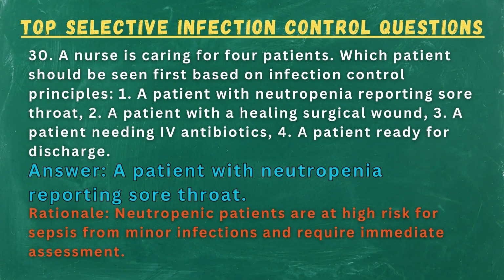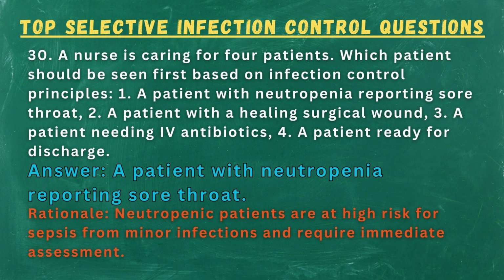30. A nurse is caring for 4 patients. Which patient should be seen first based on infection control principles? 1. A patient with neutropenia reporting sore throat. 2. A patient with a healing surgical wound. 3. A patient needing antibiotics. 4. A patient ready for discharge. Answer: a patient with neutropenia reporting sore throat. Rationale: neutropenic patients are at high risk for sepsis from minor infections and require immediate assessment.